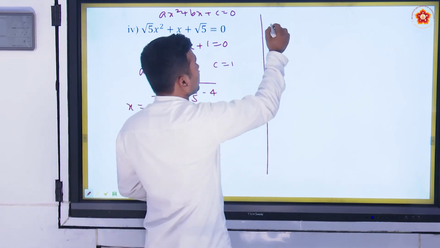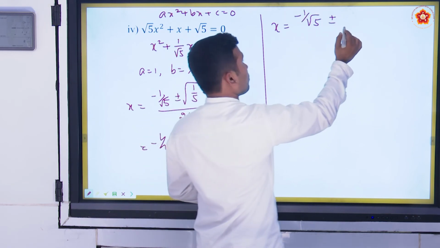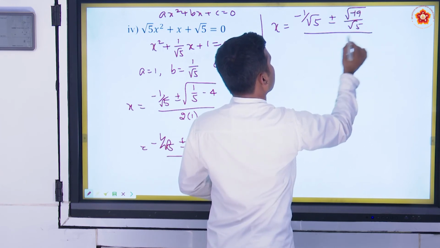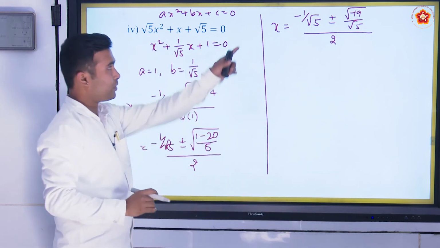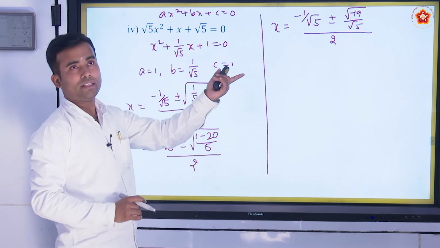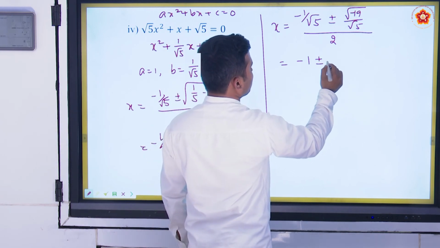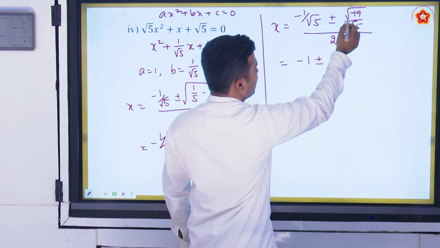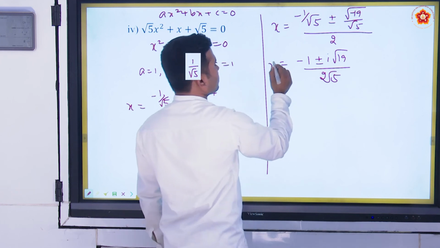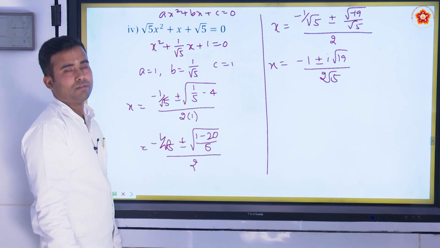So, you solve further, x is equal to minus 1 by root 5 plus or minus, what is that? Which will be root minus 19 divided by root 5, whole divided by 2. Understand? 1 minus 20 is minus 19 and divided by 5, and that can be written as root minus 19 divided by root 5, and from this I can take 1 by root 5 as a common term, and this root of minus 19 can be written as i root 19 divided by 2 root 5. So, these are the roots of the given quadratic equation, which are complex conjugates of each other.